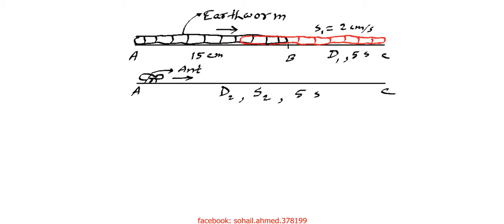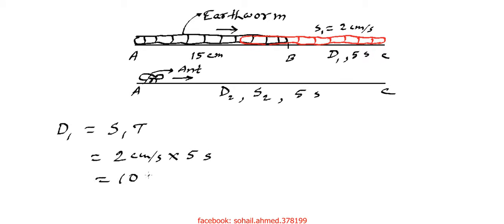So we can find d1 from the speed of the earthworm. Here d1 equals distance equals speed into time. So s1 t. So what is s1? 2 cm per second, and time is 5 seconds. It will be 10 centimeters.